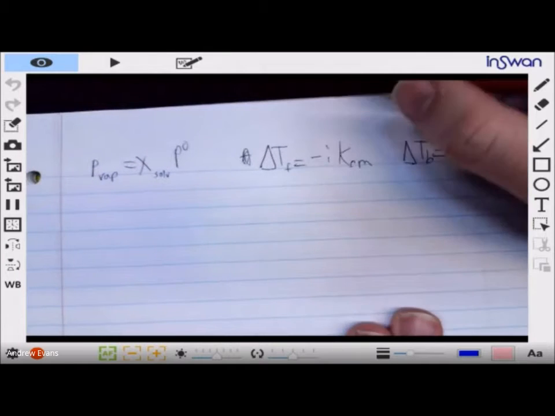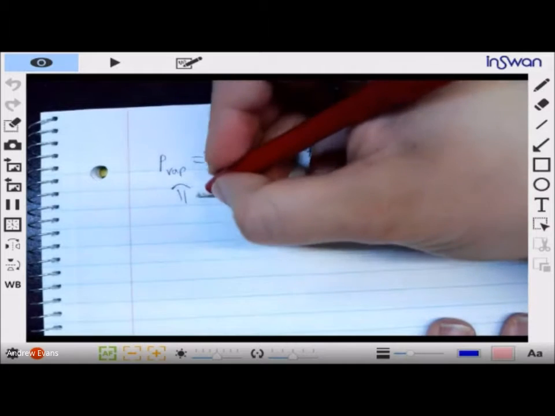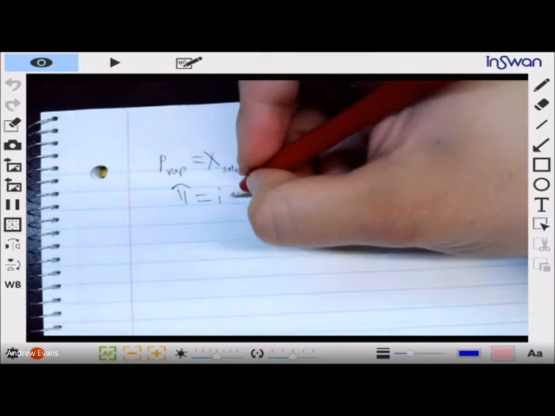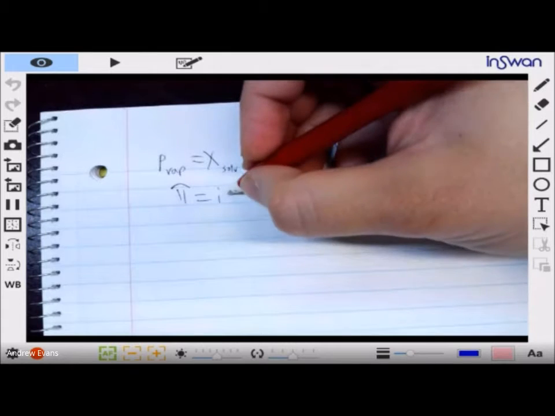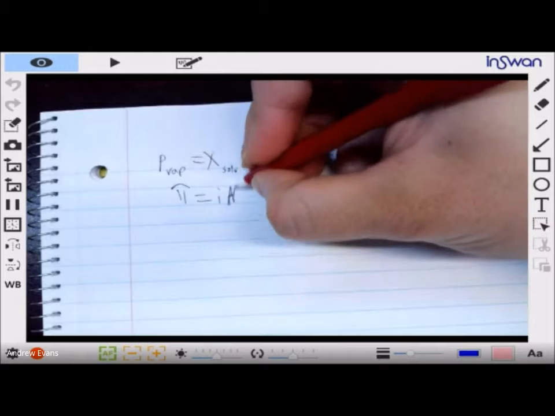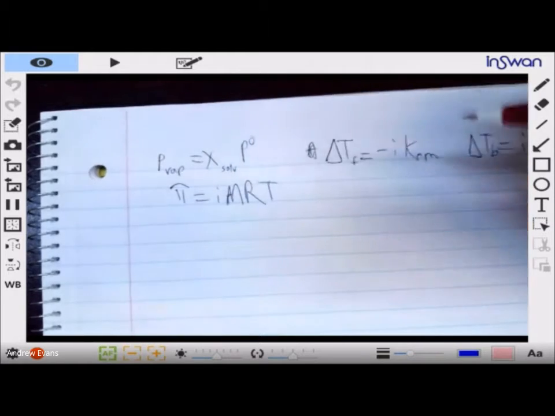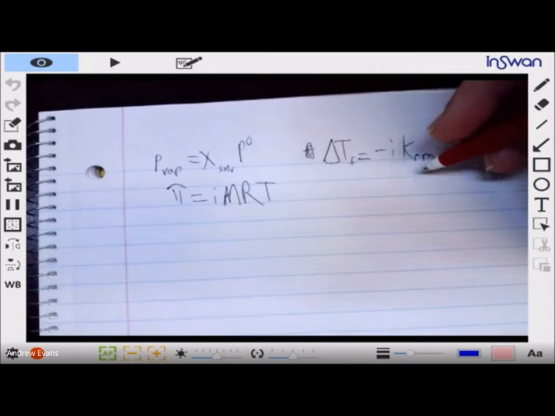And we looked at osmotic pressure, which is pi equals i MRT. So those are the key equations there.